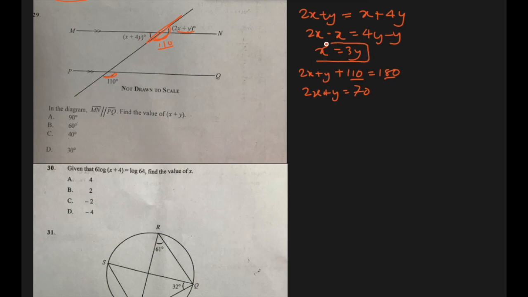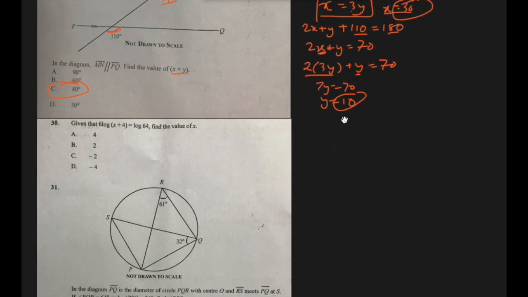Now we can substitute this one here. X is 3y. So in place of this x, write 3y. 2 times 3y plus y equal to 70. 6y plus y, 7y equal to 70. So y is 10. That means x is 3 times 10, 30 degrees. Now they're saying find the value of x plus y. X is 30, y is 10, total will be 40.